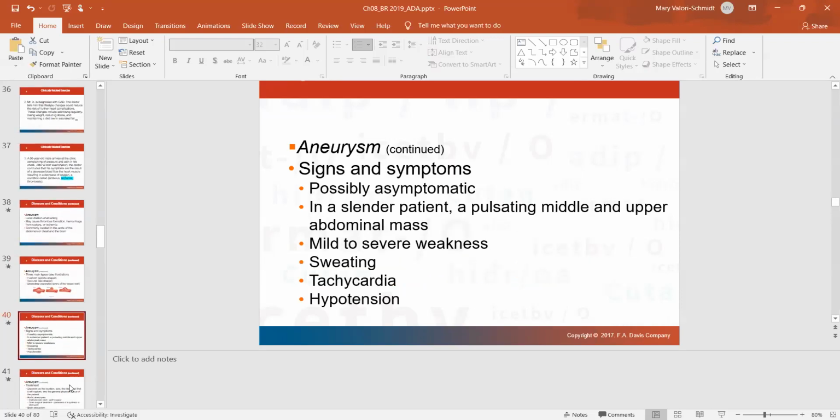Signs and symptoms, I already talked about it. When people are super skinny, sometimes they will feel a pulsation or even see a pulsation in the abdomen, right? If they get to these symptoms, sweating, tachycardia, hypotension, tachycardia and hypotension are signs of hypovolemic shock and death. So that means that it's ruptured. So it's too late.